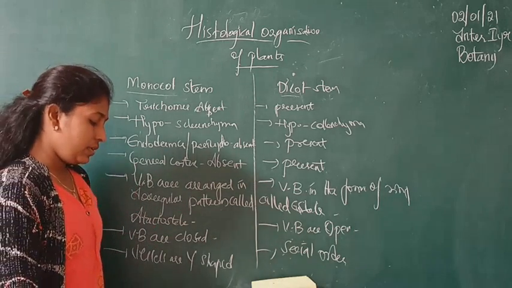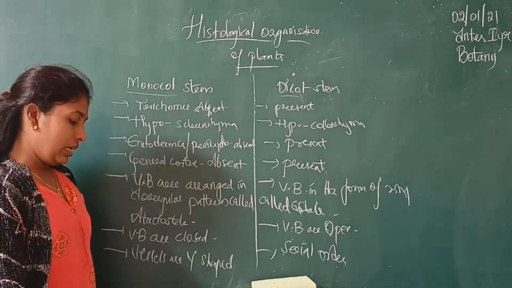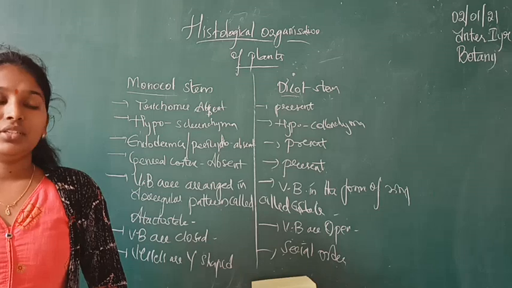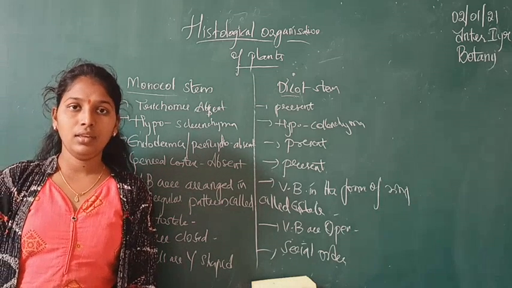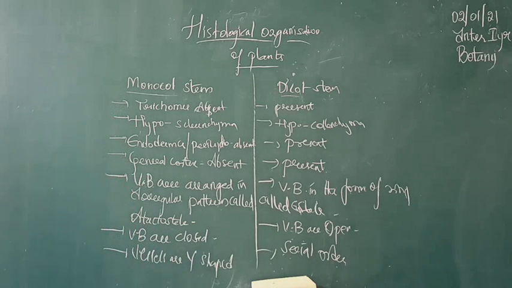And in the next class we will discuss the dorsiventral leaf and some internal characters of its structures. Okay.